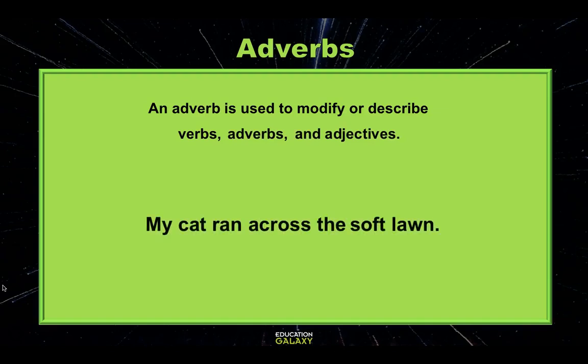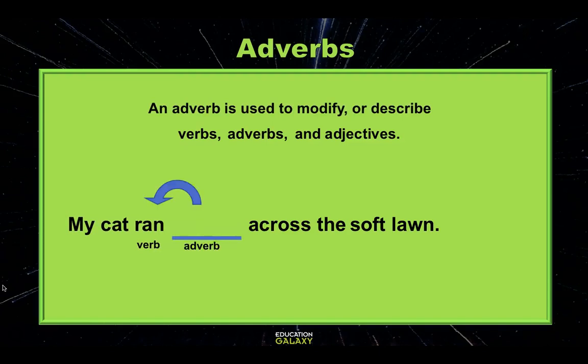Here's a sample sentence. My cat ran across the soft lawn. This sentence is full of different kinds of words, but remember, we're looking for verbs, adverbs, and adjectives. First, we're going to look at the verb. Where is the action word in this sentence? That's right, it's ran. We're going to find a word that can describe the word ran. How did my cat run? How about quickly? My cat ran quickly across the soft lawn.